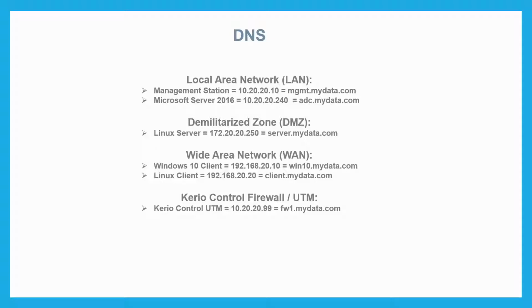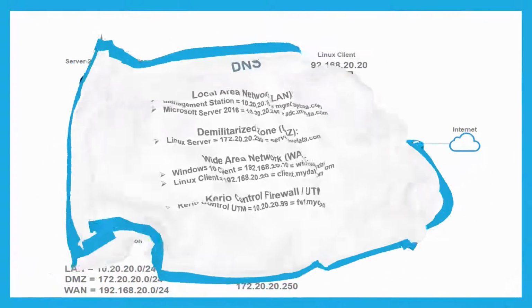The Windows 10 will get a host name of win10.mydata.com, and the Linux client will get the host name of client.mydata.com. And finally, I've got the firewall that is segregating all three networks. The firewall will get a host name of FW1, short for firewall.mydata.com. Let's get to the topology and remind ourselves.